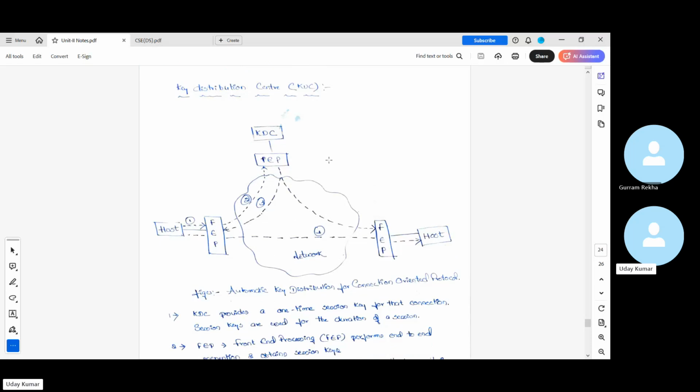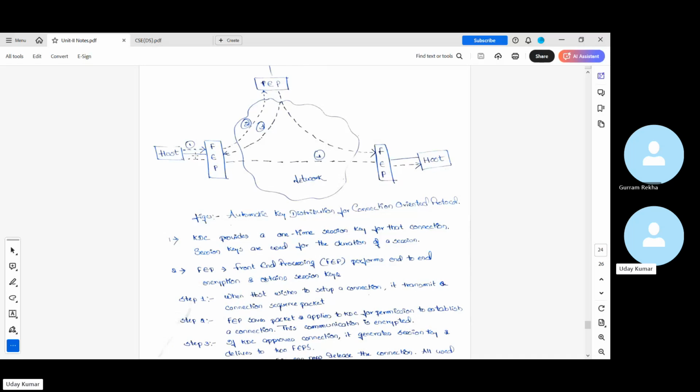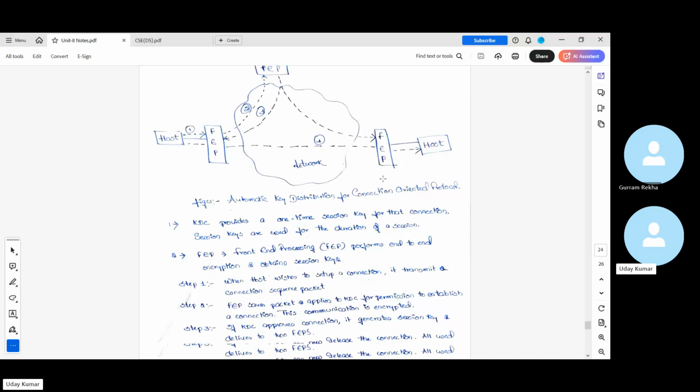So with the key distribution center, the host actually makes a request. The KDC provides a one-time session key for the connection. A one-time session key means that session will be live for some seconds. For those seconds only the key will be live, and you can do the communication and transfer the data. Once the session is done, students, the key is lost. During that session only, you have to make sure you transfer the complete data.